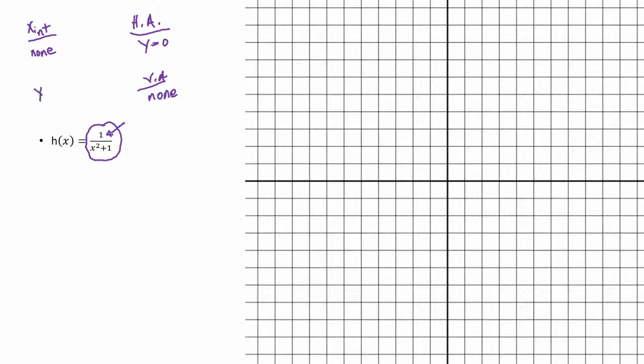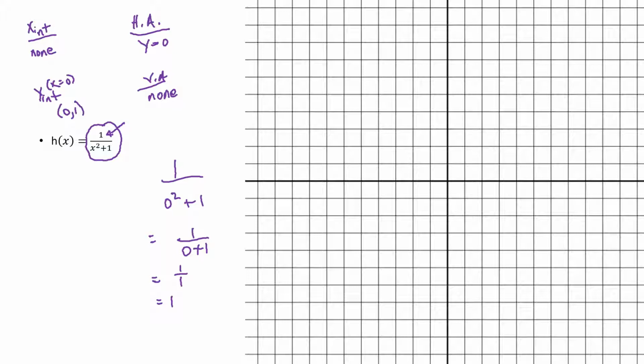What about our y-intercept? Remember that for our y-intercept, we're going to set x equal to 0. So if we set x equal to 0, we'll have 1 over 0 squared plus 1. 0 squared is 0, so what we would have here is 1 over 0 plus 1. And if we simplify even further, we have 1 over 1, or just 1. So our y-intercept will be (0, 1).